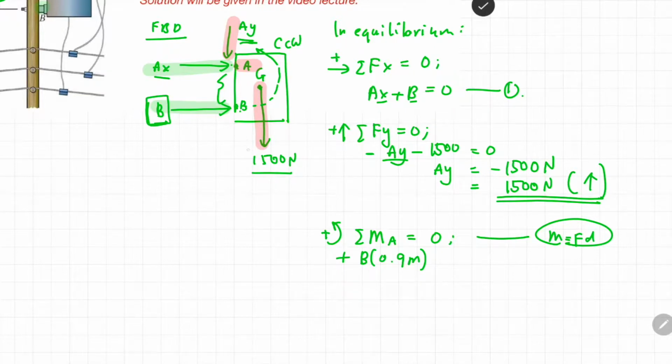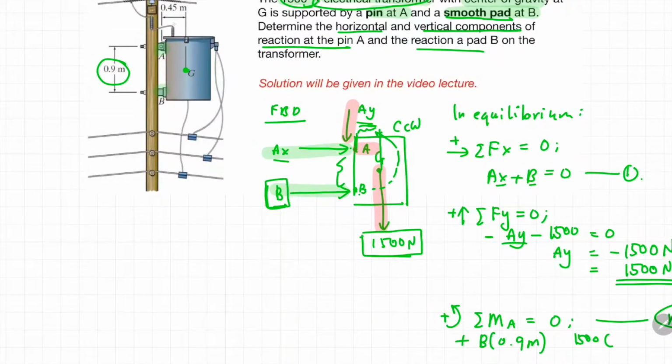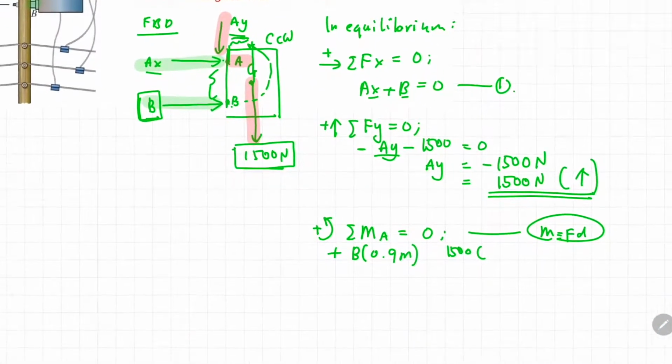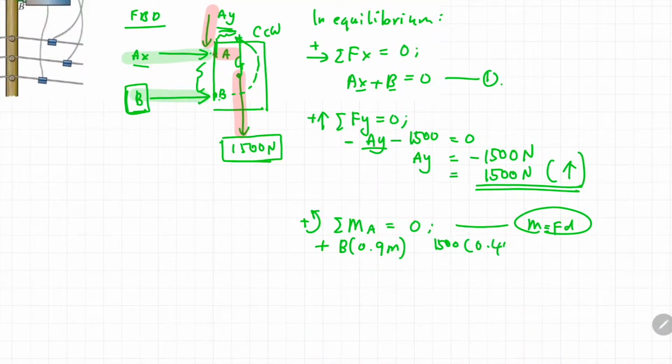Now what else? There's another force over here, which is 1500 Newton. I'll just rewrite it, 1500 Newton. And the perpendicular distance to A is over here. Looking at the figure, the perpendicular distance is 0.45 meter. So I'll put 0.45 meter here. Now what is the direction of this moment? If you draw an imaginary circle around A, following the 1500 Newton direction, you will get a clockwise direction. If it is clockwise, it will be negative.